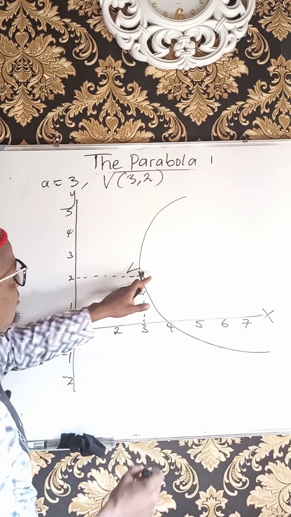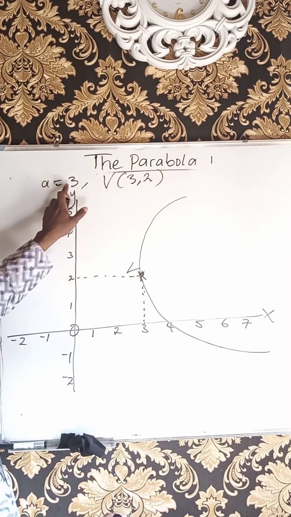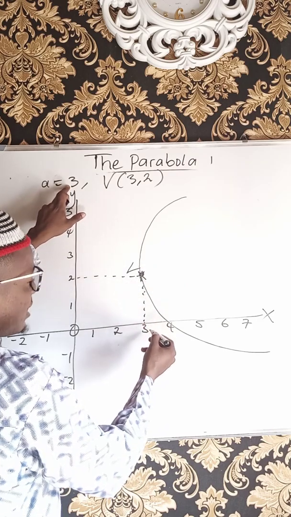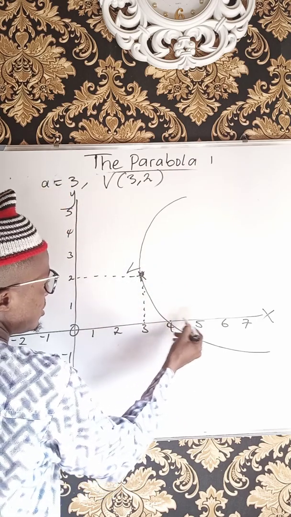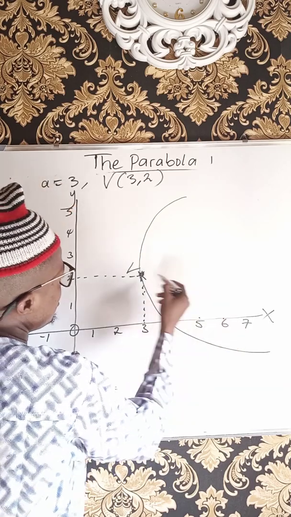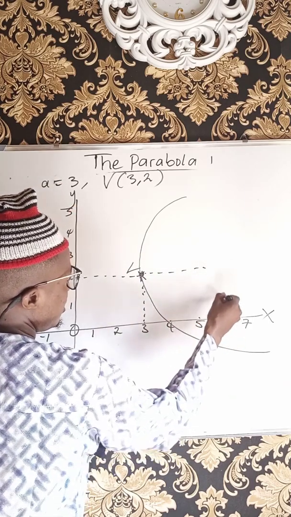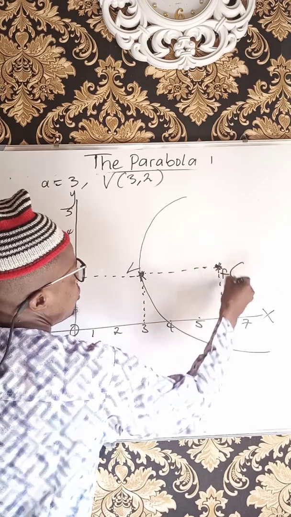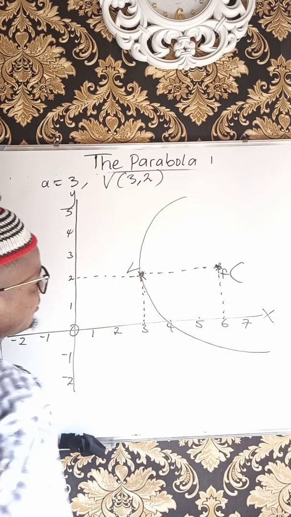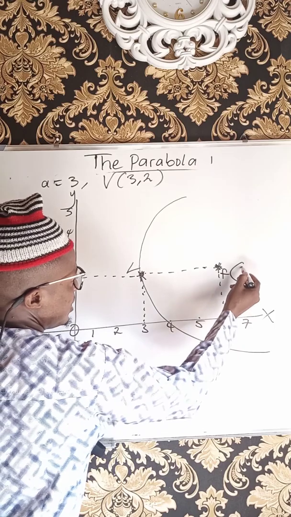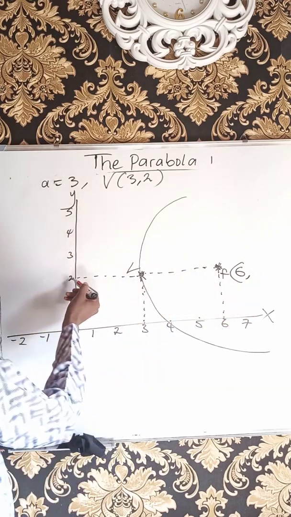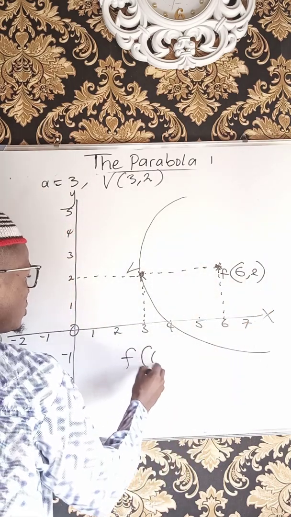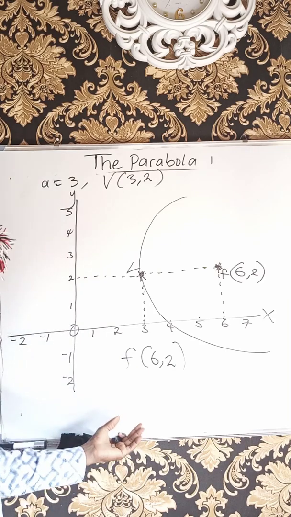So the focus is somewhere in front of the vertex, and since a is 3, the focus is 3 lengths away from the vertex. So you count 1, 2, 3, since it is 3 here. So the focus is somewhere here, 3 distance. This is our focus F. So what is now the coordinate of our focus? X value of our focus is 6, as you can see. Y value of our focus is 2, no movement in the y-axis. Hence, from this, our focus F is equal to 6, 2. That is how to find the focus of a parabola.